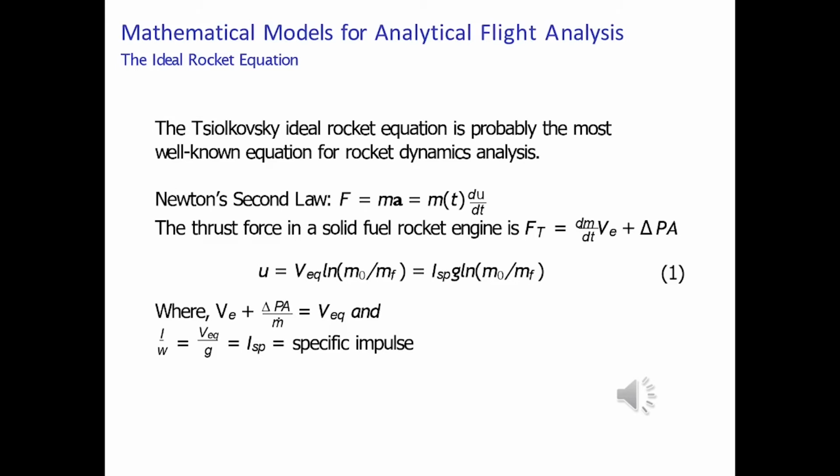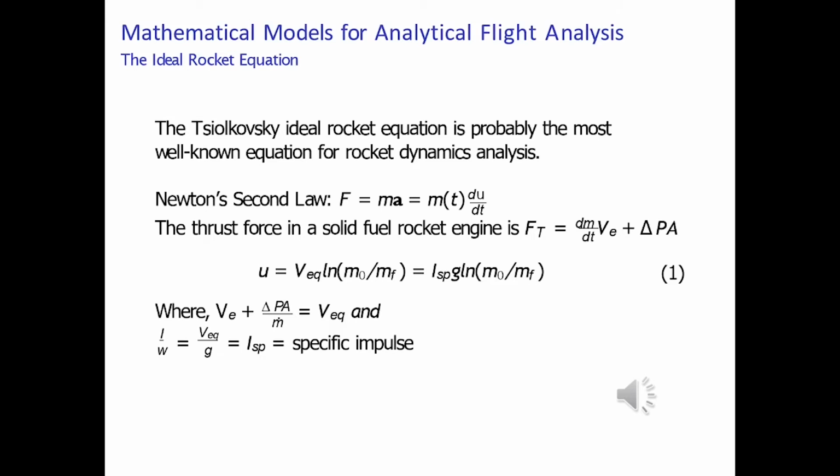And so we have a thrust force of a solid fuel rocket engine, which is dm/dt times ve plus delta P times A. The dm/dt is the change in mass, or the slope of the mass function. Mass function is a linear plot, so we have a single slope. Ve is the exhaust velocity, or the velocity at which the fuel is being rejected, or the velocity at which the fuel is leaving the rocket. And delta P is the pressure difference in the rocket engine, and A is the cross-sectional area of the rocket.